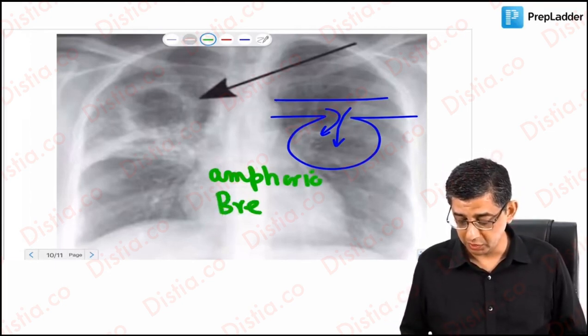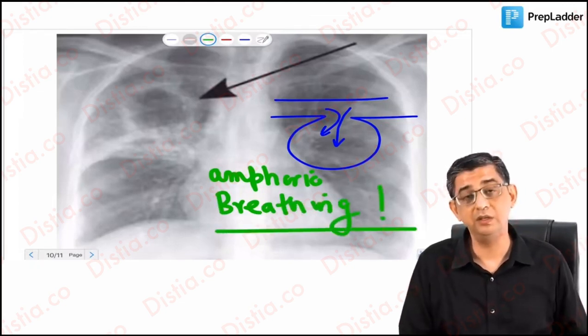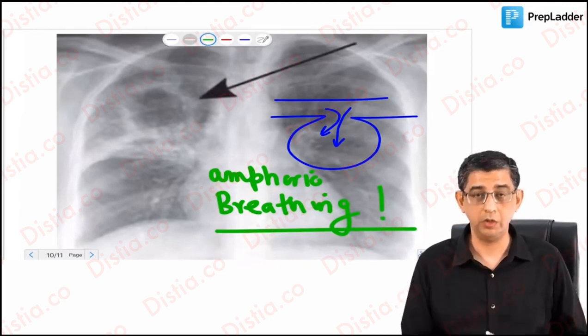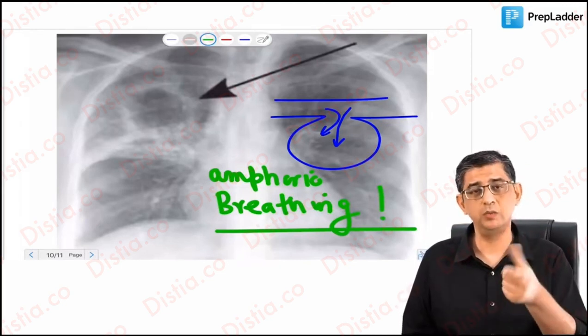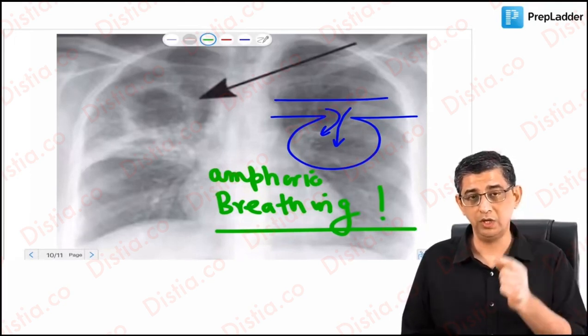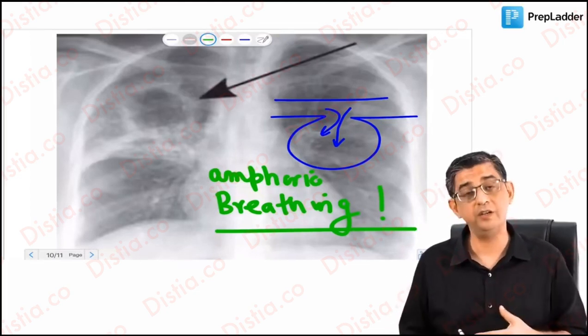Similarly, at the moment I'm teaching you regarding amphoric breathing. Well, I would like to highlight the fact that the sound of amphoric breathing is like if you blow over an empty bottle of Coke. Like you take any bottle, like a glass bottle of Coke, empty, and then you blow air over it. So the sound that would come, that is the kind of sound that would be heard with respect to a cavity once air enters into it.